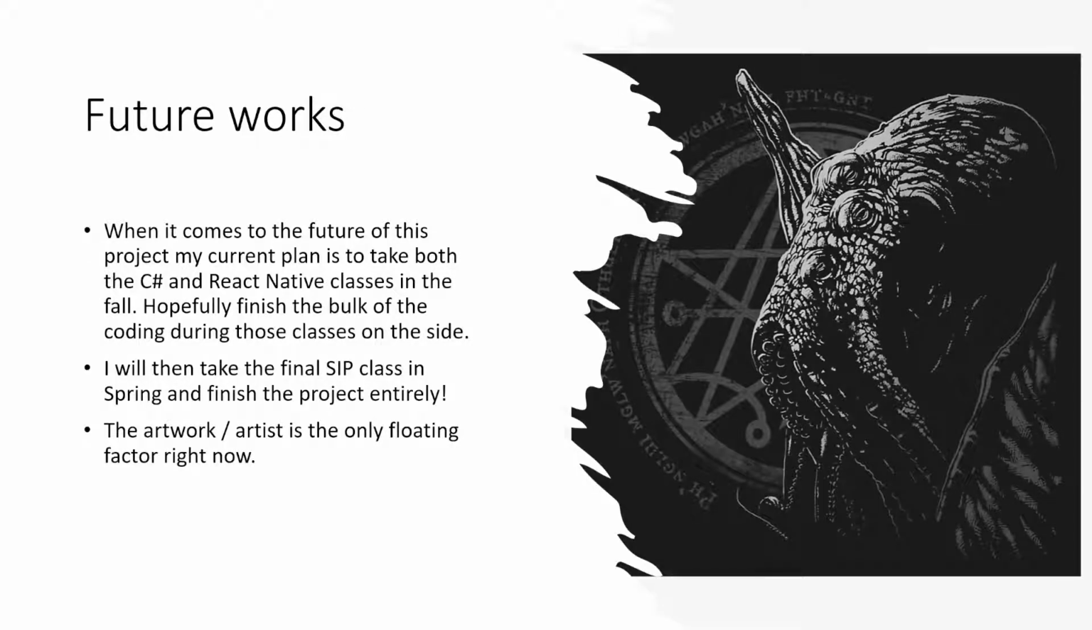Like I said, when it comes to the future of this project, my current plan is to take the C# React Native classes and hopefully finish the bulk of the coding during those classes. Then I'll take the final SIP class in spring, which is the January semester, and finish the project entirely. That's my goal. And then I'll finish that summer's classes and graduate if all goes as planned. So that is my plan right now. Thank you.